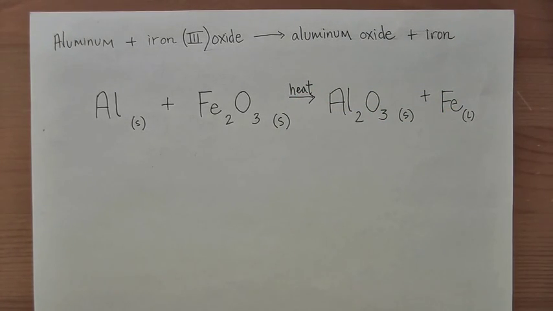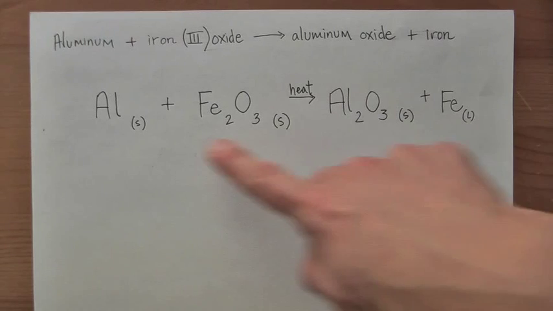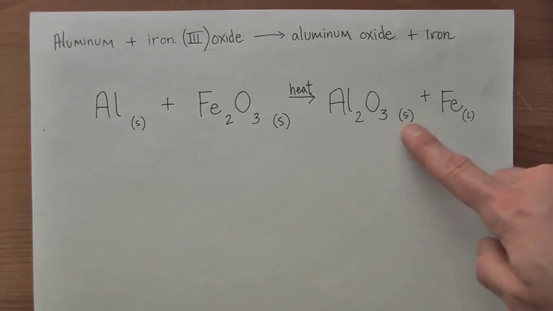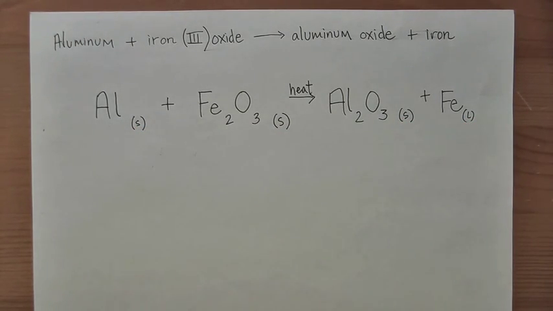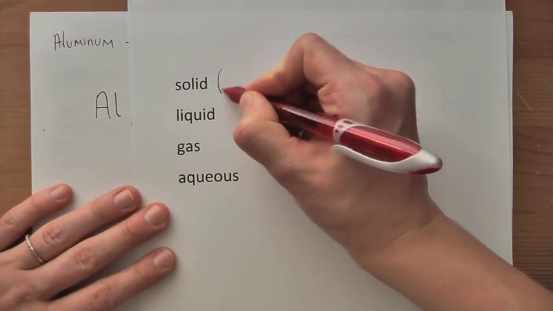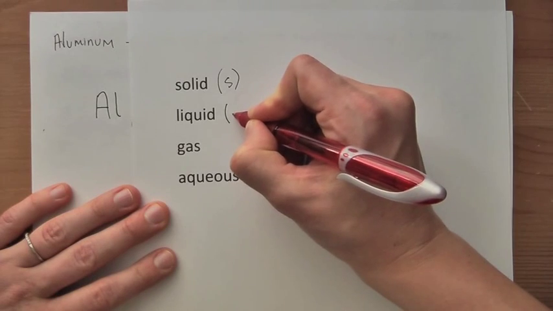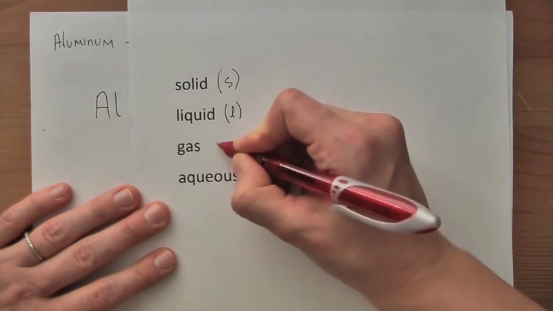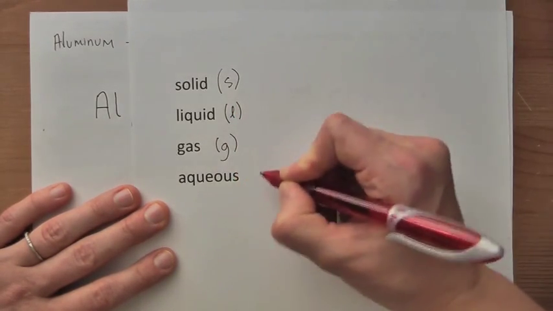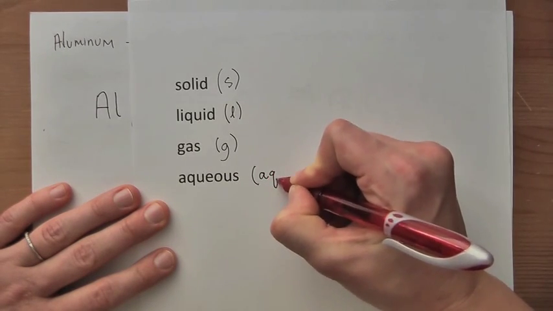A few other things you should notice about this equation. We have an S, S, and L. Those are for the states of matter. If it is a solid in the equation, you should have a subscript of S. For a liquid, you should have a subscript of L. Gas should be G, and aqueous should be A, Q.